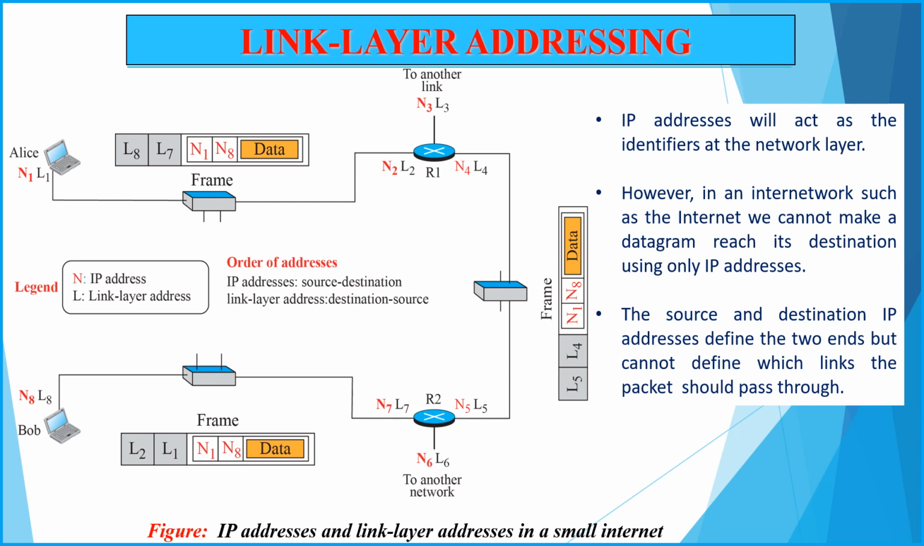In this picture, we can see that Alice is present at node N1 and has the IP address N1. She is sending data to Bob, who is present with the IP address N8.